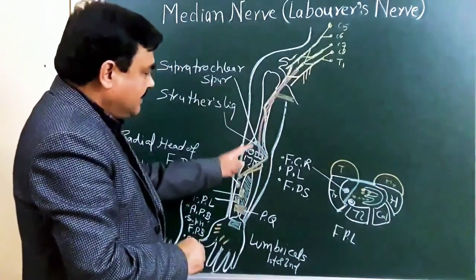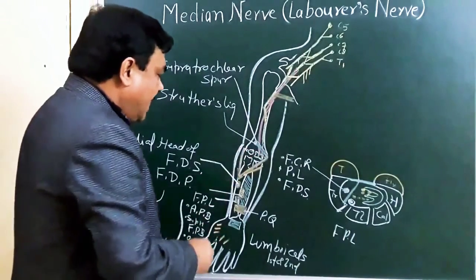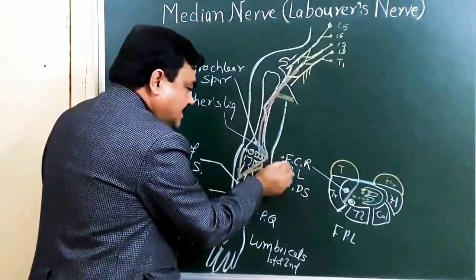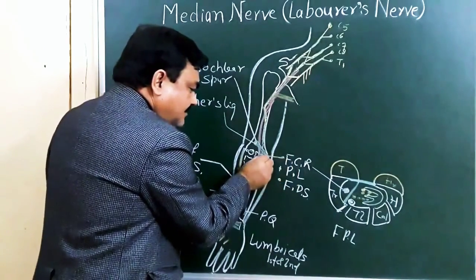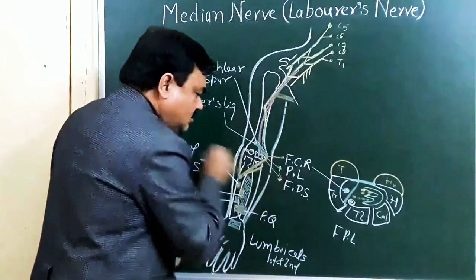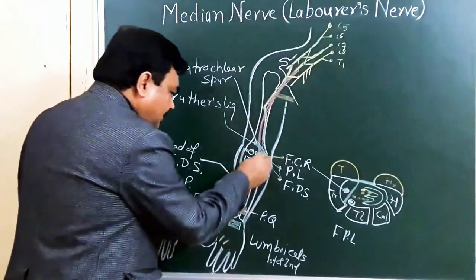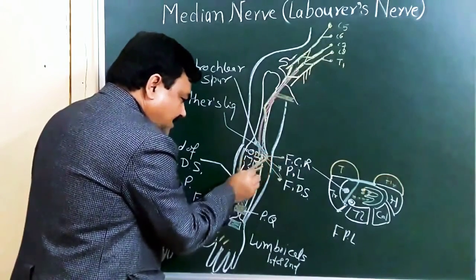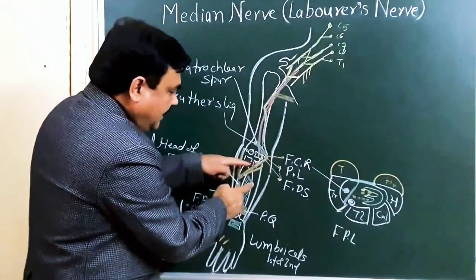If Struthers' ligament is present, it passes deep to Struthers' ligament. In the cubital fossa, it gives branches to the elbow joint, and to the muscle flexor carpi radialis. It gives branches to palmaris longus and flexor digitorum superficialis. After giving branches to these muscles, it passes between two heads of the pronator teres.